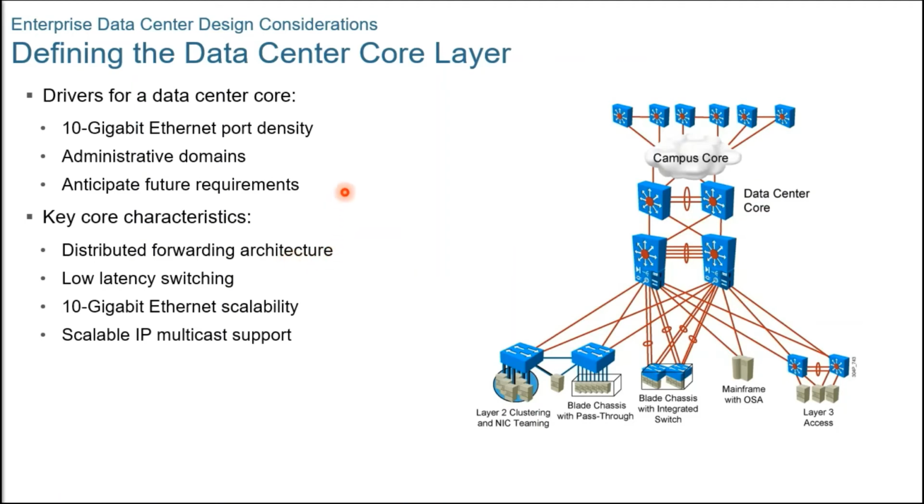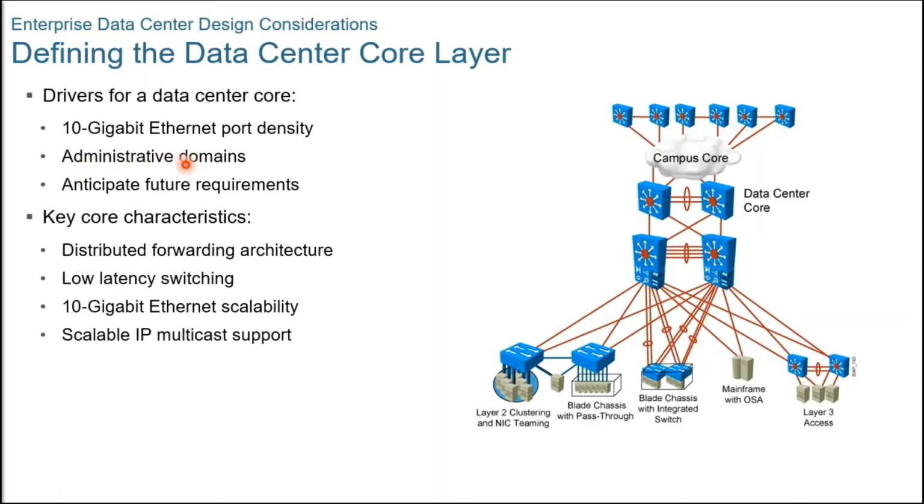Defining the data center core layer. Implementing a data center core layer is a best practice for large data centers. The following should be taken into consideration when determining whether the core is appropriate. First, 10 Gigabit Ethernet port density. Without a data center core, will there be enough 10 Gigabit Ethernet ports on the campus core switch pair to support both the campus building distribution layer and the data center aggregation layer?